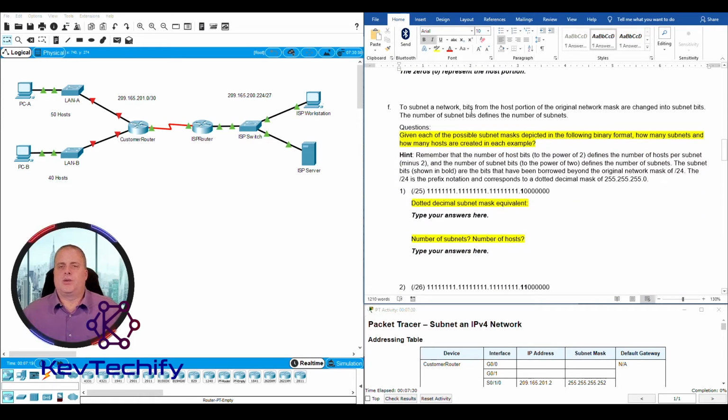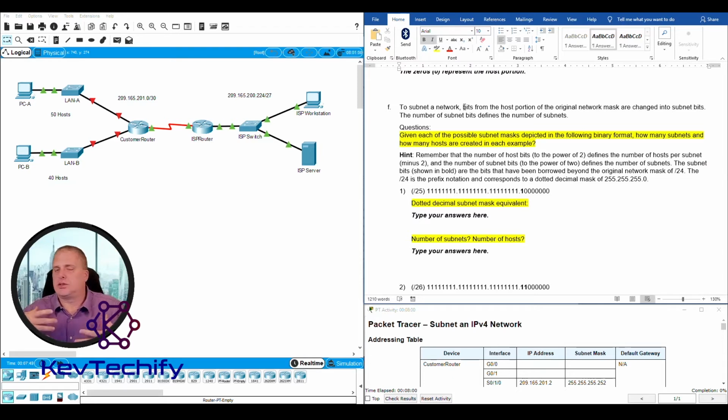To subnet a network, bits from the host portion of the original network mask are changed into subnet bits. The number of subnet bits defines the network portion. What this is saying is the host portion, the last part of that subnet mask, we're going to borrow some of those bits to create smaller networks on our network.